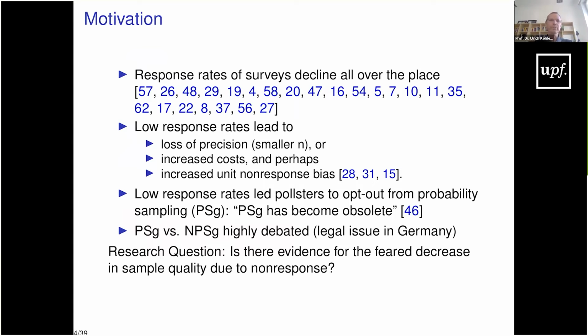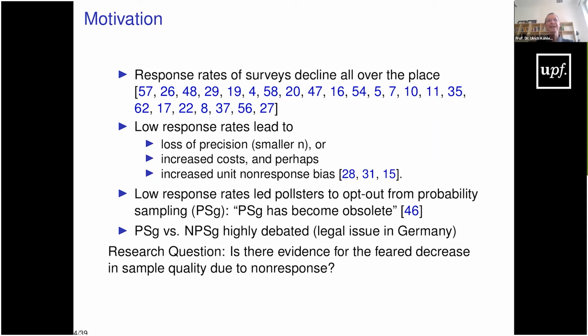As we all know, response rates of surveys decline all over the place. I have listed here quite substantial numbers of papers that report on this decrease of response rates over time. The numbers that you see here refer to papers which you can find in the handout that Marta put into the chat, so if you want details on this literature, look that up. What I want to show here is that there is really lots of literature showing that, and I think nobody really doubts that this is the case.